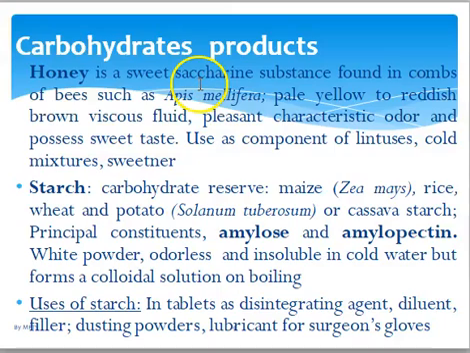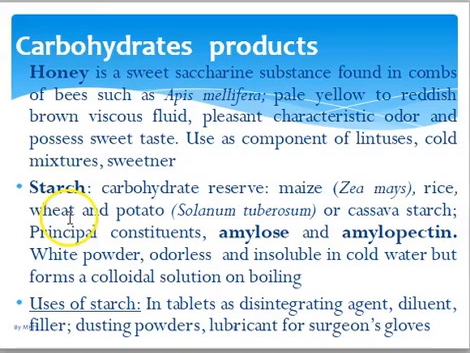Of course, honey is a sweet saccharine secretion obtained from bees, of a species called Apis mellifera and very many other species. Of course, we know it is pale and has a characteristic odor. It is a component of linctus for cold and in mixtures, and it is a sweetener. This is almost one of the oldest medicinal components still being used even today.